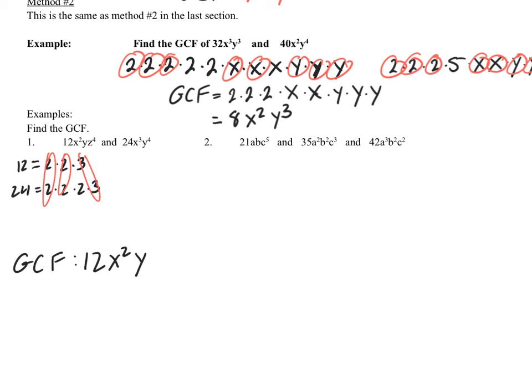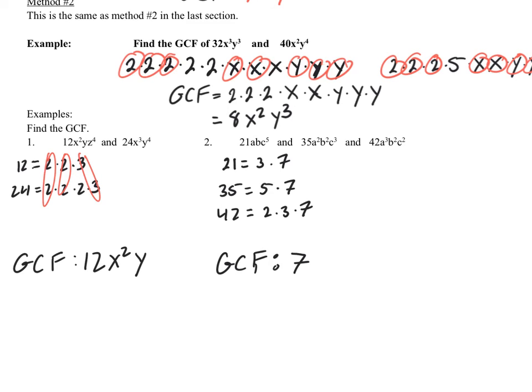All right, so let's do the GCF here of problem number 2. We want to find the GCF of the numbers. 21 is really 3 times 7. 35 is really 5 times 7. And 42, prime factorize that as 2 times 3 times 7. So the only factor that they have in common is 7. So the greatest common factor of 21, 35, and 42 will be 7.